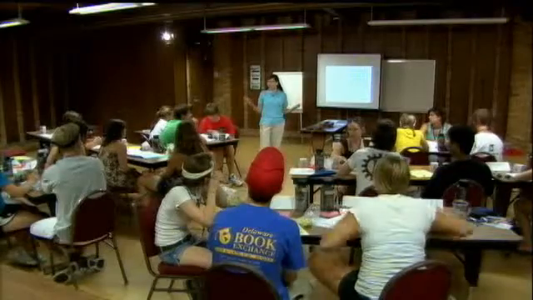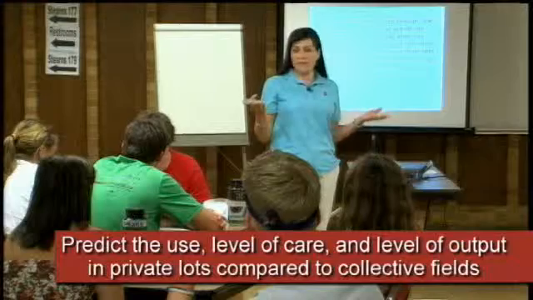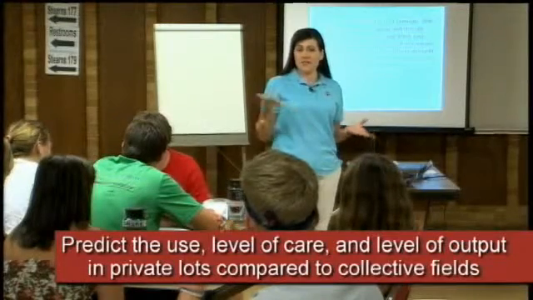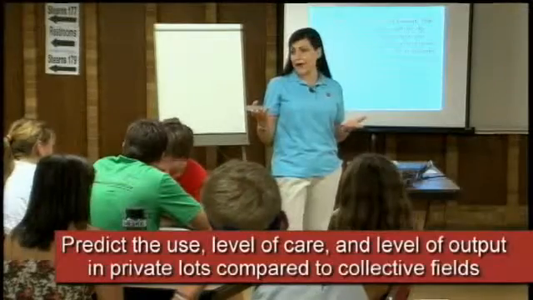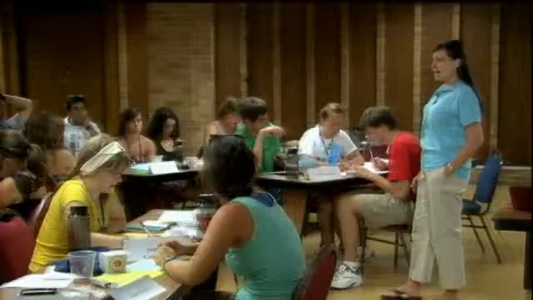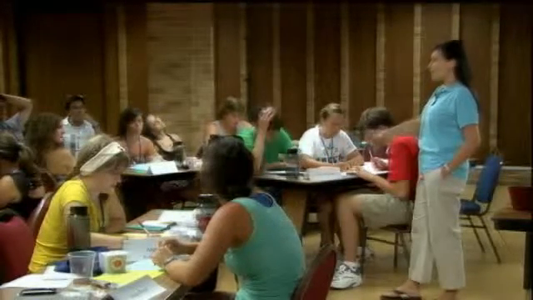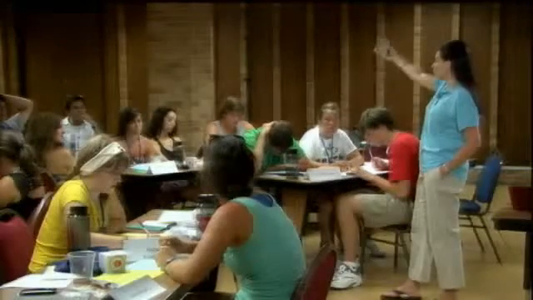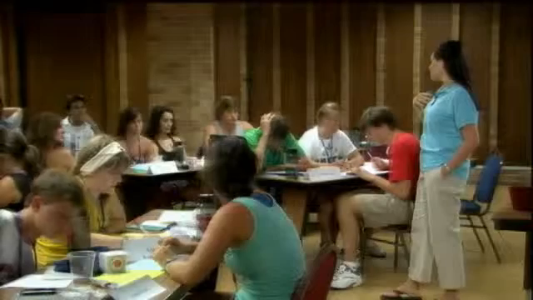Ask the students to use their understanding of incentives and property rights to predict the use, level of care, and level of output in private lots compared to the collective fields. Encourage them to make a table to illustrate the comparisons as they've done before in this lesson. So was it in their interest to preserve that land and make sure that it would be more productive into the future, or was it in their interest to get as much as they could from that land right now?